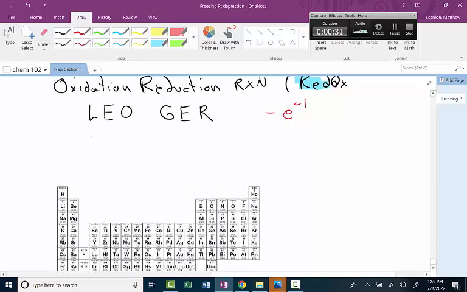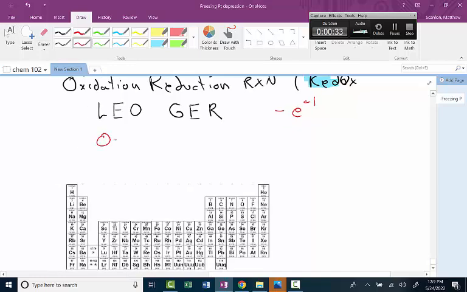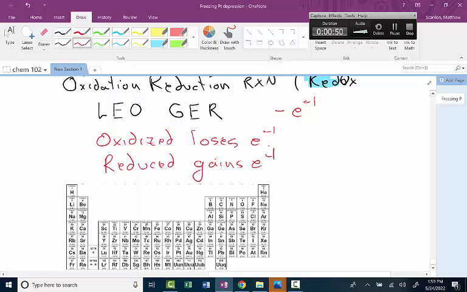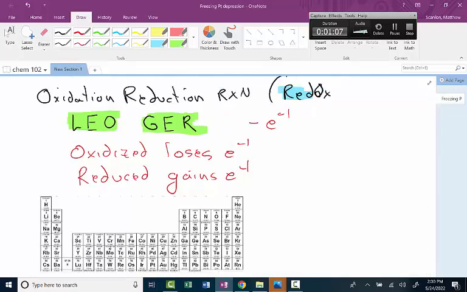Something is said to be oxidized if it loses electrons and reduced if it gains electrons. And so we have this mnemonic: loses electrons, oxidation. LEO goes GER, gains electrons, reduction. There are other ones out there too. Okay, so that's the first couple definitions you need to know.